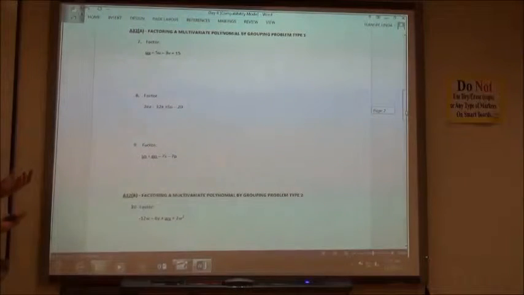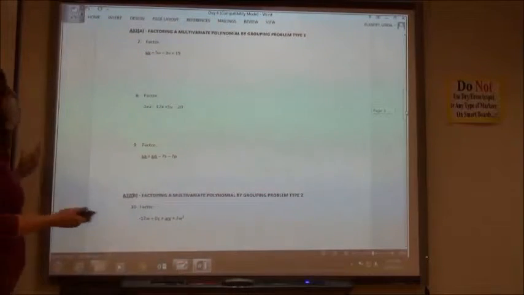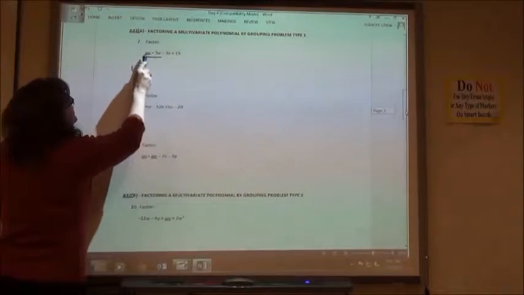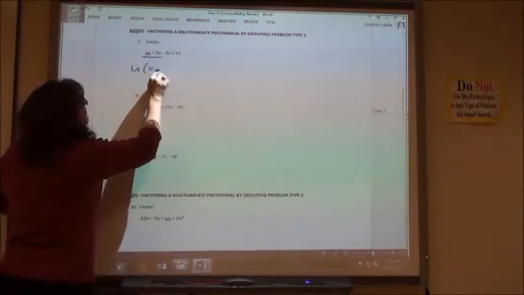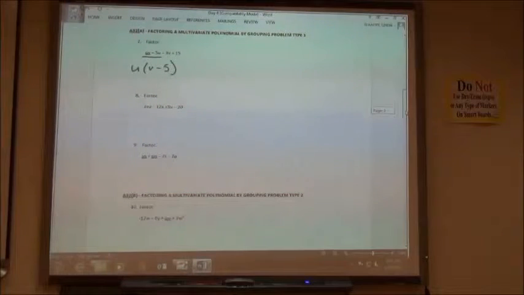So I'm just going to start, and I look here at the first 2. The first 2 have a U in common, so I'm just going to leave it alone, and I'm going to work with just those 2. I'm going to take out the U. And if I take the U out of each of those, I have a V minus 5. Now my goal with the other 2 is to get the exact same thing in the parentheses.